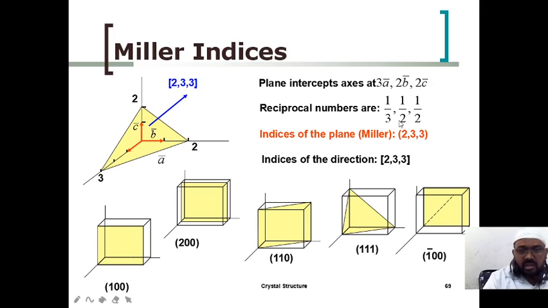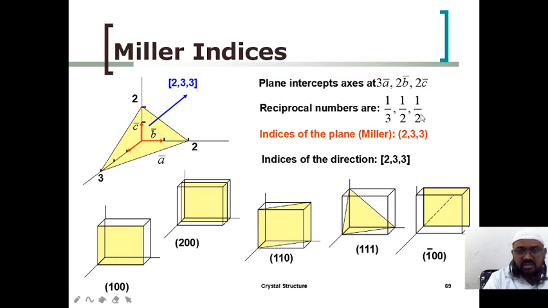So just 3, 2, 2, you take the LCM of 3, 2, 2, and you will get 6. See, 1 by 3 into 6, 1 by 2 into 6, 1 by 2 into 6. So 1 by 3 into 6 is 2, 1 by 2 into 6 is 3, 1 by 2 into 6 is 3. So what are the Miller indices? 2, 3, 3. Whatever reciprocal you get, you take the LCM of it.